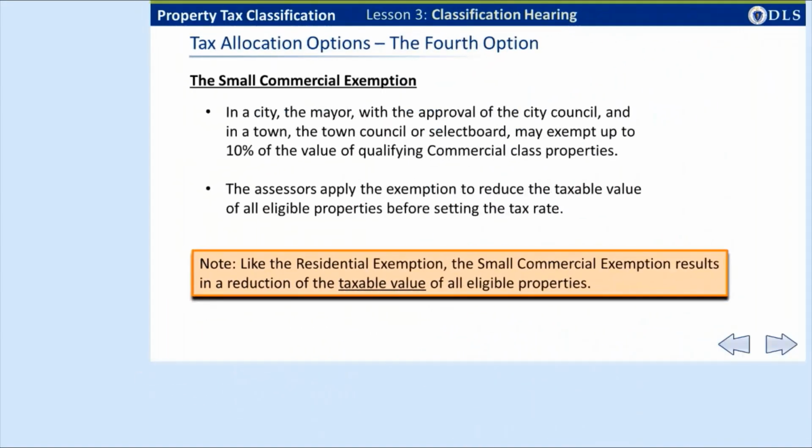The fourth and final option decided at the classification hearing is the adoption of the small commercial exemption. In a city, the mayor, with the approval of the city council, and in a town, the town council or select board, may exempt up to 10% of the value of the commercial class properties occupied by qualifying small businesses. The assessors apply the exemption to reduce the taxable value of the eligible properties before setting the tax rate, in the same manner as the residential exemption option.